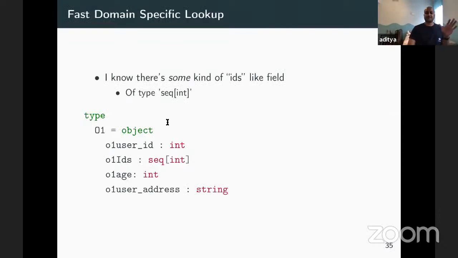I'm going to say that it's the end of a long day. It's the end of a long week. It's like a Friday, and I'm working late, and I'm kind of bleary-eyed. I'm not really thinking straight anymore. But I know that inside of this object there's some kind of sequence of integers that has some kind of name like IDs. I don't particularly remember that the object field names start with an 01, or whether it's camel case or snake case or what have you. I just happen to know there's some IDs in there, and it's a sequence of integers. So how do I figure this out?